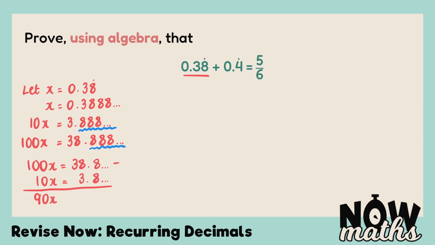And then 38.8 recurring subtract 3.8 recurring, we can see that the recurring part will cancel, and then we're left with 38 subtract 3, which is 35. We now have an equation that we can solve by dividing by 90, and when we divide by 90, we get that x equals 35/90.